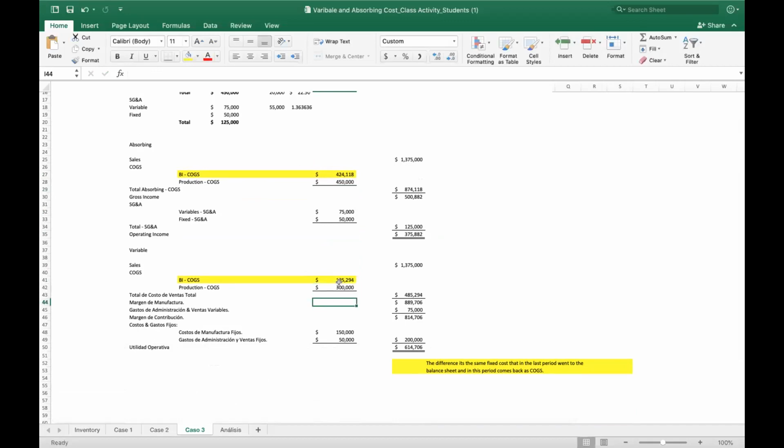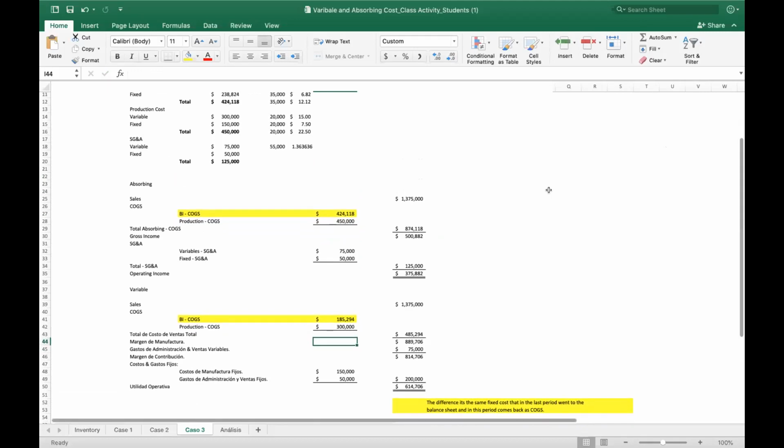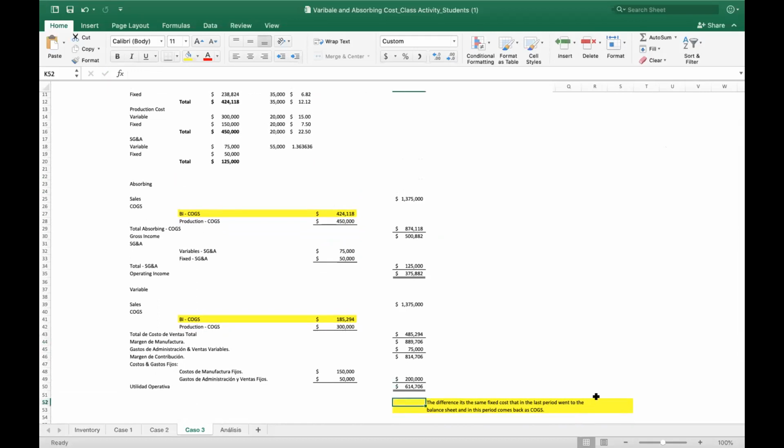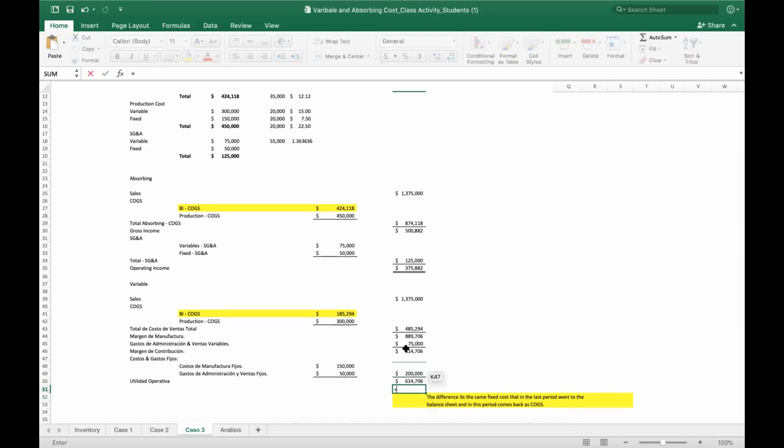Now check if what you did is correct and look at the yellow square, rectangle at the bottom, what it says. It says the difference is the same fixed cost that in the last period went to the balance sheet and in this period comes back as cost of goods sold. So take the difference between the two operating incomes from variable and absorbing. If your analysis is correct, that difference should be equal to the fixed cost of the beginning inventory.